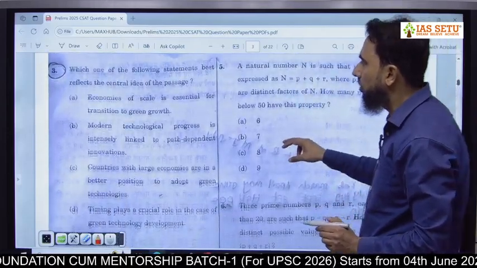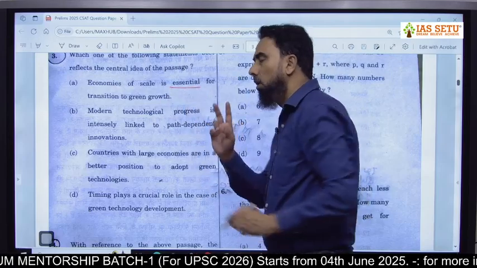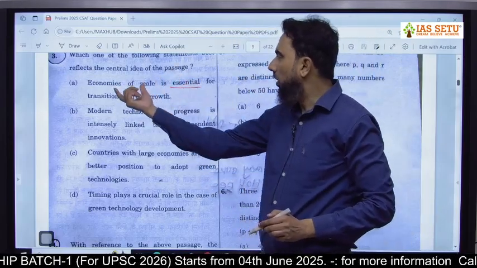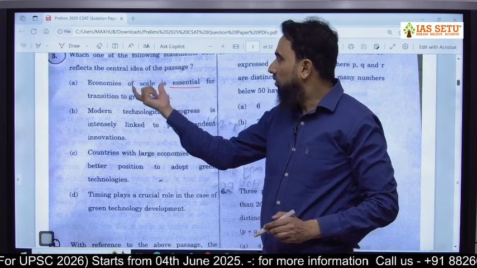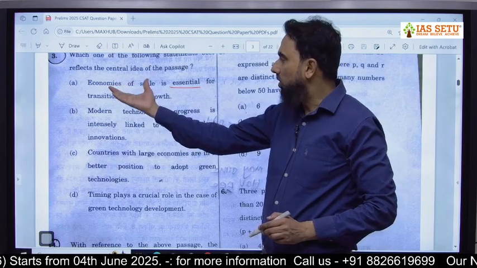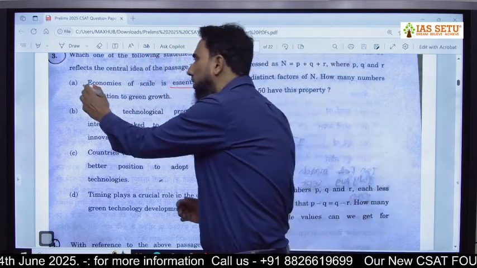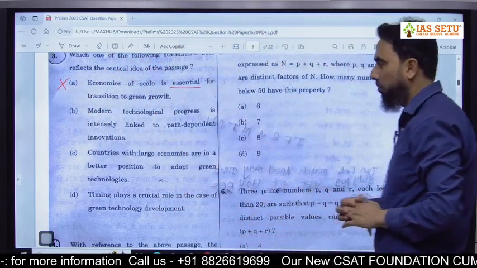Economies of scale is essential for transition to green growth. That is point number 1. Second point is that the author has discussed only about the economies of scale. To qualify this option as the correct answer, it should encompass the entire passage. But you find that there are other points given as well which are left out, and they are more significant points.